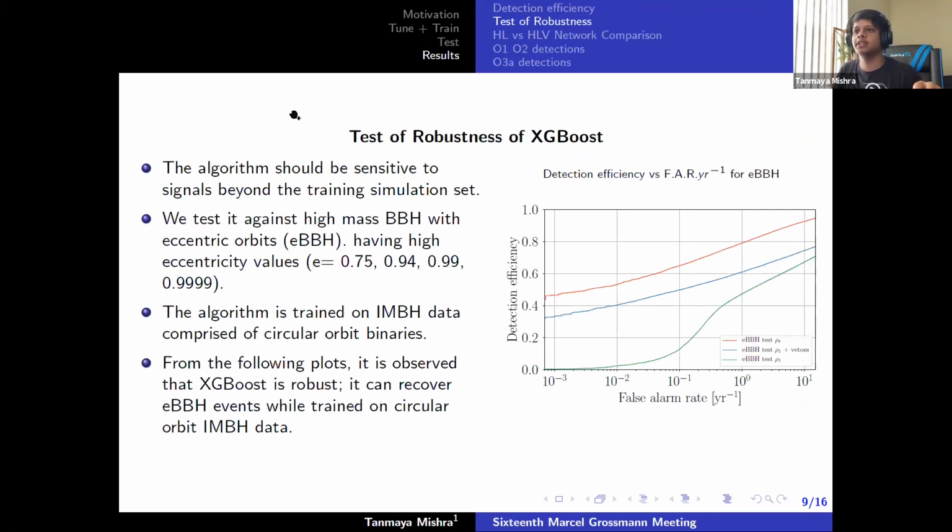Before we go further, we also did a test of robustness. That is, we do not want the algorithm to be sensitive only to simulations that lie in the training simulation set. So in order to test this, we trained the algorithm on circular orbit binaries, and we tested it against high eccentricity binary black hole data with eccentricity values as high as 0.75 to 0.99. From the figure on the right, we see that the machine learning aided search is still sensitive to eccentric orbit data when trained only on circular binaries, and it is improving the sensitivity compared to the standard search. From this, we can conclude that XGBoost is robust enough to detect signals that lie beyond the training simulation set.